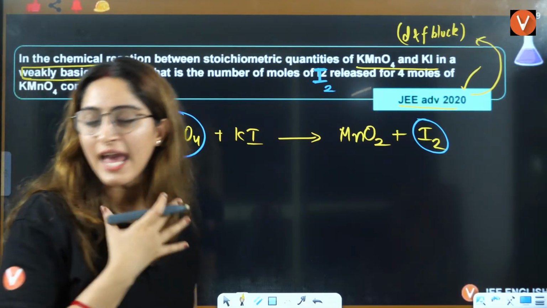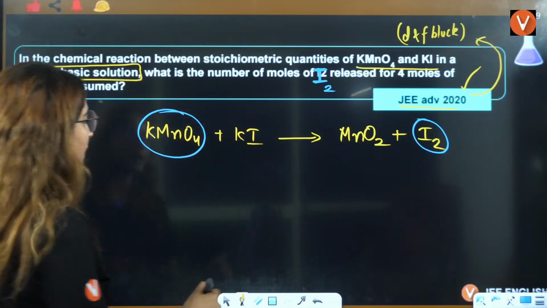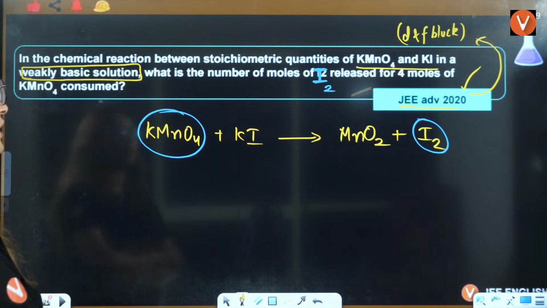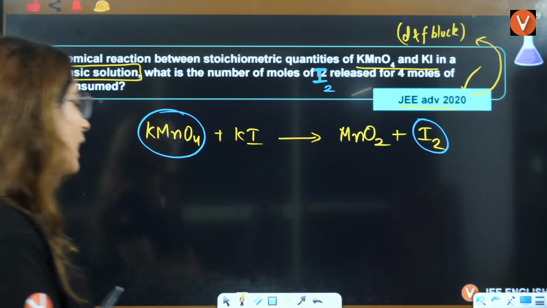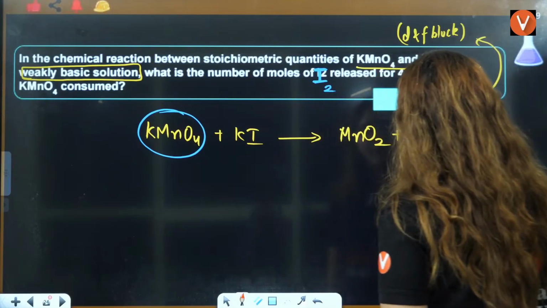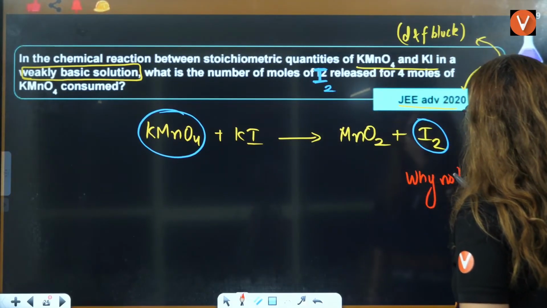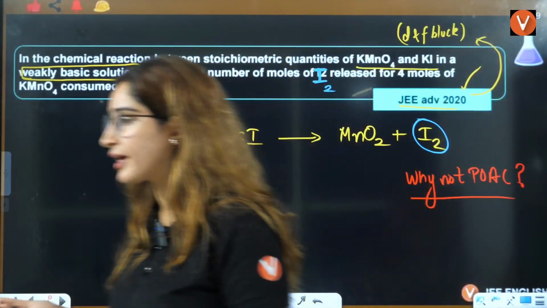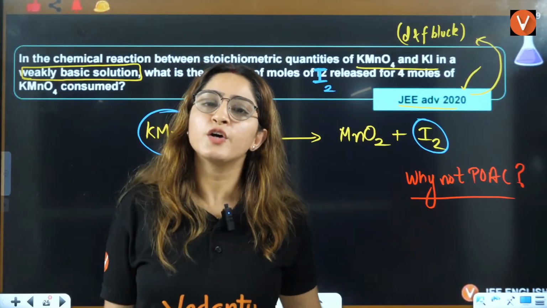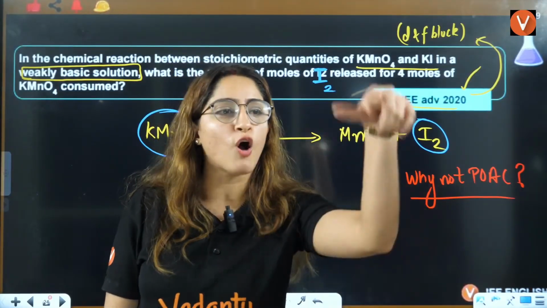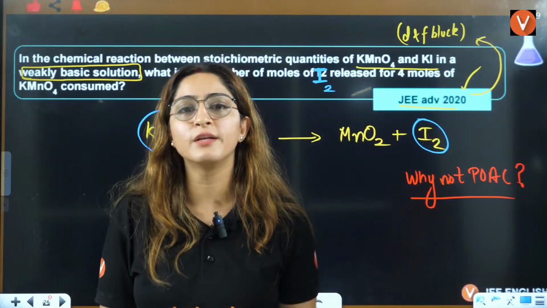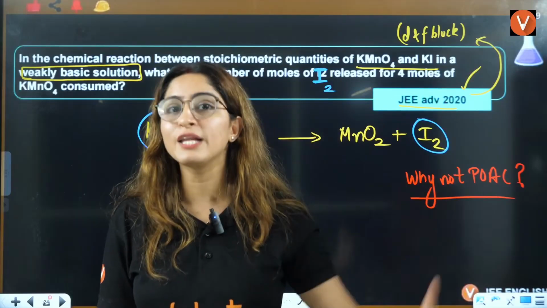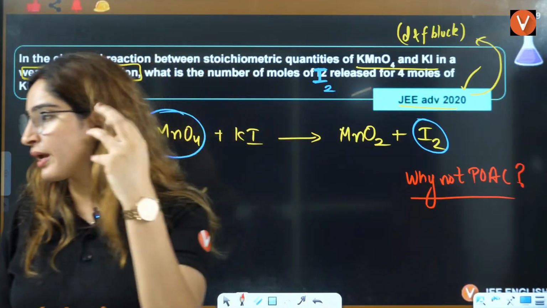Firstly, can I apply POAC here? Tell me. Can I apply POAC here? No, I can't apply POAC. Why can't you apply POAC? Who will tell me why I can't apply POAC? Why not POAC? You have to ask yourself these questions again and again. In the exam, they will not tell you, hey, you have to solve it with law of chemical equivalence, solve it with stoichiometry, solve it with limiting reagent, solve it with POAC. They will not tell you that, right? So you have to use your brain.